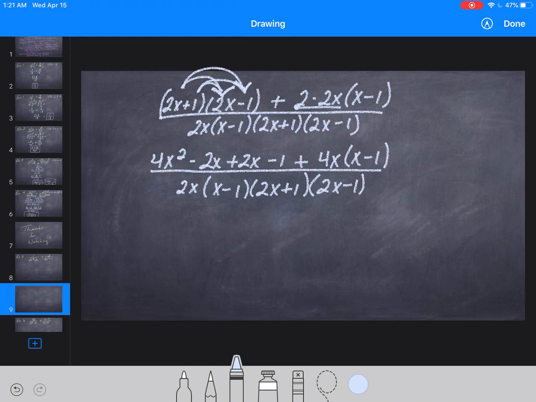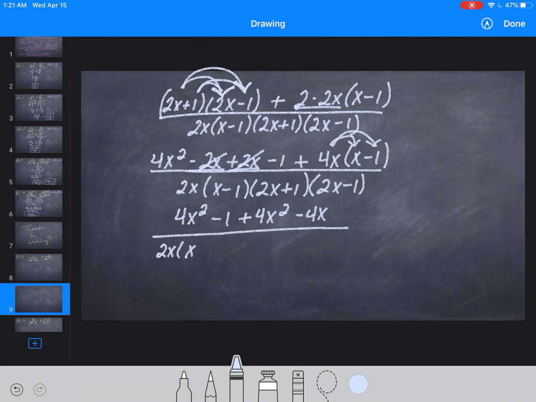I'm going to continue to use the distributive property in my numerator so I can simplify. And I'm going to combine like terms as I'm going. So as I'm working this problem, I can see that I have a negative 2x and a positive 2x that can be combined. And these are actually going to cancel each other out. So I have 4x squared minus 1. And then I distribute: 4x times an x gives me a positive 4x squared. 4x times a negative 1 gives me a negative 4x. All over my least common denominator, which is 2x, x minus 1, 2x plus 1, and 2x minus 1.